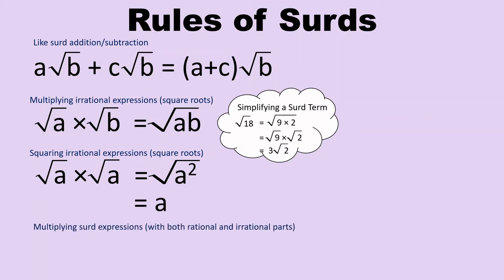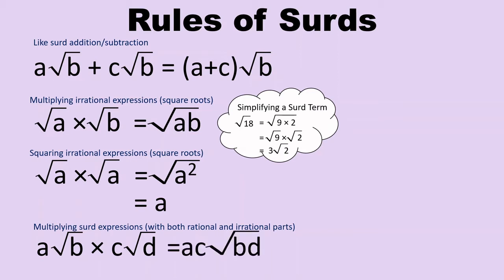We can also multiply surd expressions together with both rational and irrational parts. I can do a root b times c root d, even though they're not like surd terms. I don't have to have the same numbers underneath the square root signs. I simply multiply the rational parts together, so a times c, and then I multiply the irrational parts together, so root b times root d. So that gives me ac times root bd.